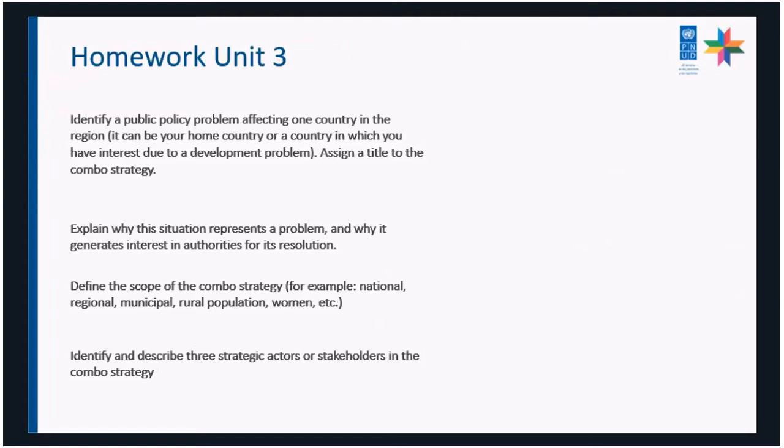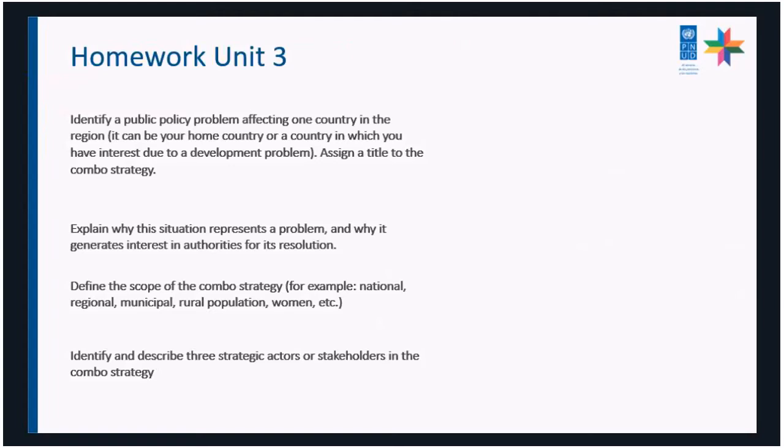And in the next unit, we're going to go deeply into the construction of the theory of change, into the quantitative analysis, into the construction of the dialogue, and also we'll go into how we should map our combo strategy with the Agenda 2030. And in the final unit, we will go through the combo implementation and also about all the monitoring and evaluation system that we should have for the combo strategy.